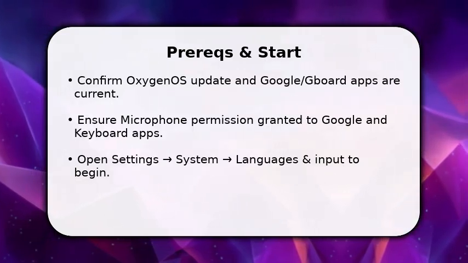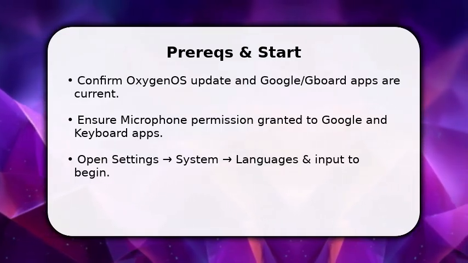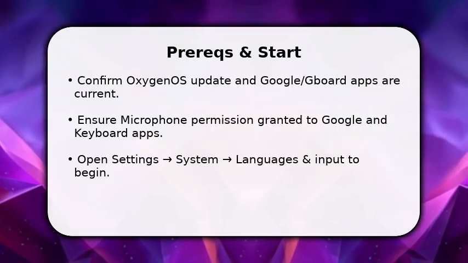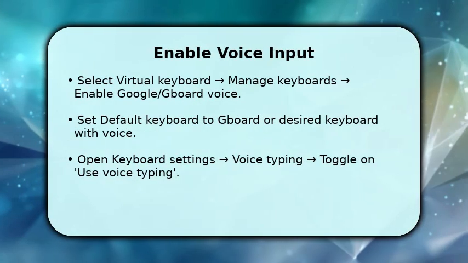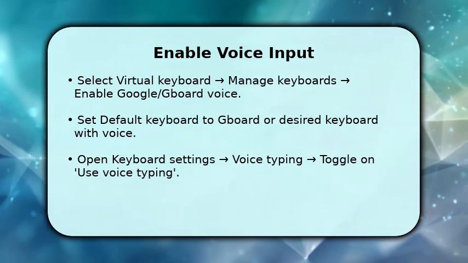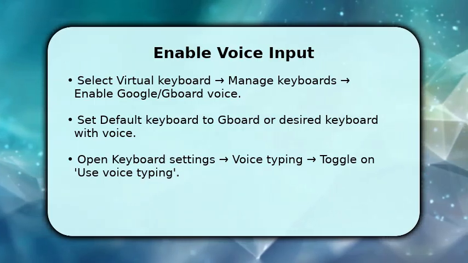Once done, go to Settings, then System, and open Languages and Input. That's where you begin the actual enablement process immediately. Now configure the keyboard. Open Virtual Keyboard Settings and enable Gboard or Google Voice Keyboard if it isn't already. Set your default keyboard to Gboard so voice input appears automatically.